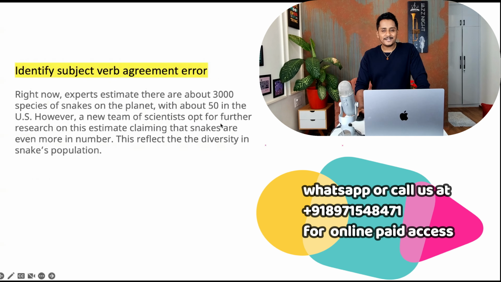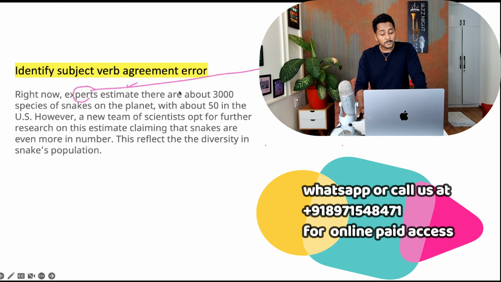Last one. Identify subject verb agreement error. You can just pause the video probably for 1 minute. Do this, identify, understand what mistakes you're making, know your mistakes, and then resume the video. I'm going to help you understand the correct answers. Alright, I hope you're pausing the video. Identify subject verb agreement error. Right now, experts is like they. They eat. They estimate. Correct.